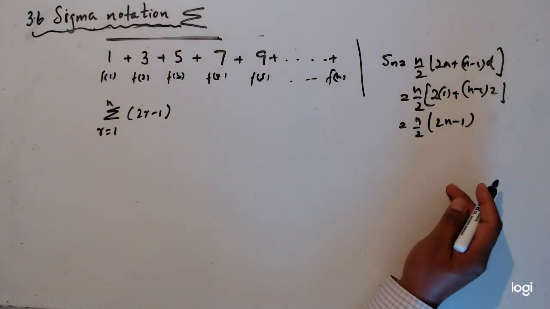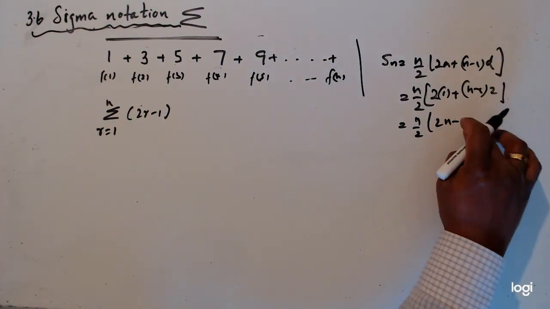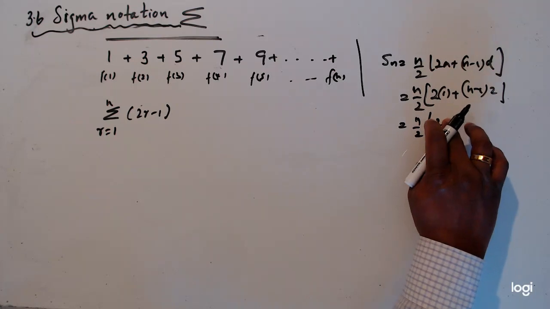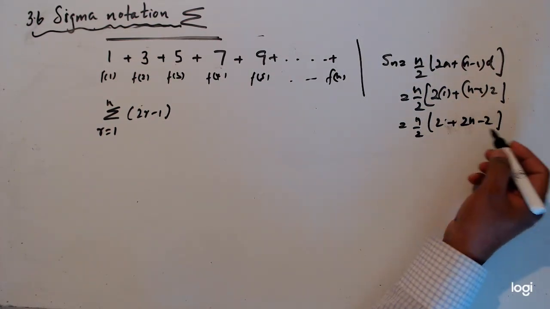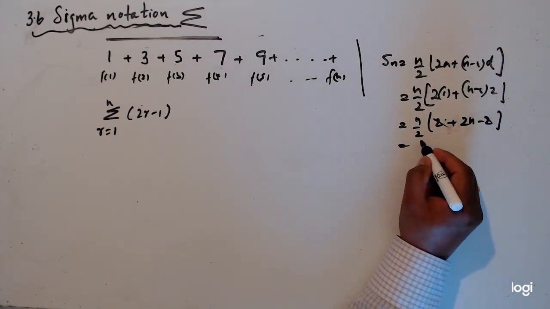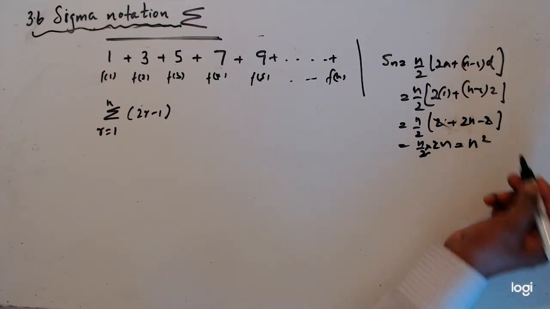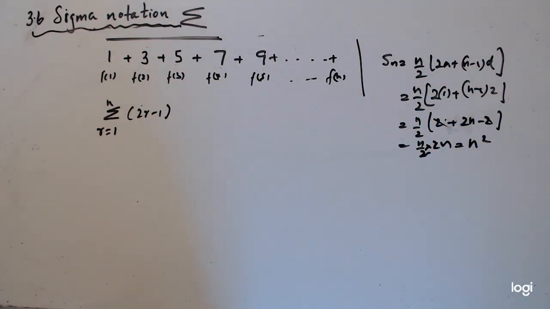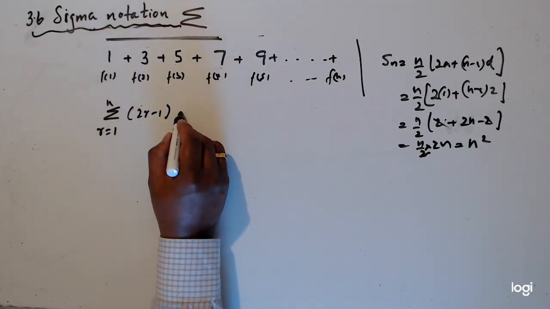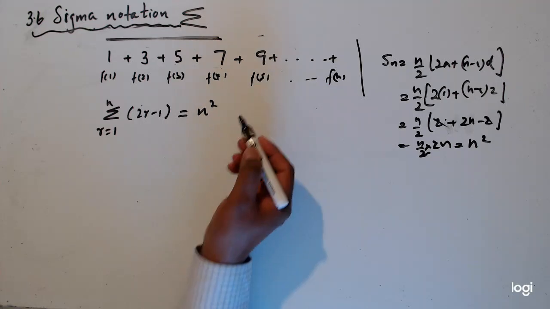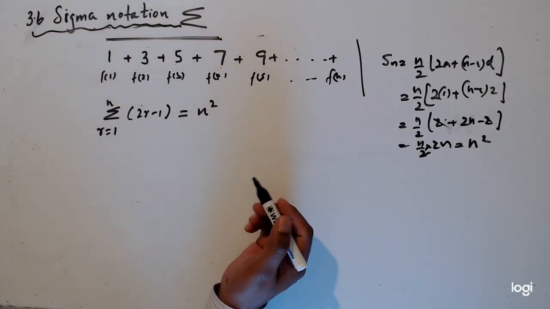Sorry, we had to work out. So this is 2 times 1, 2, plus 2n minus 2. The 2 and 2 cancel out, and then n divided by 2 times 2n, 2 and 2 cancel, that is going to be n square. So we know that r equal 1 to n, the addition up to n terms, is n square. So I match with this one. Up to n terms, this is n square.